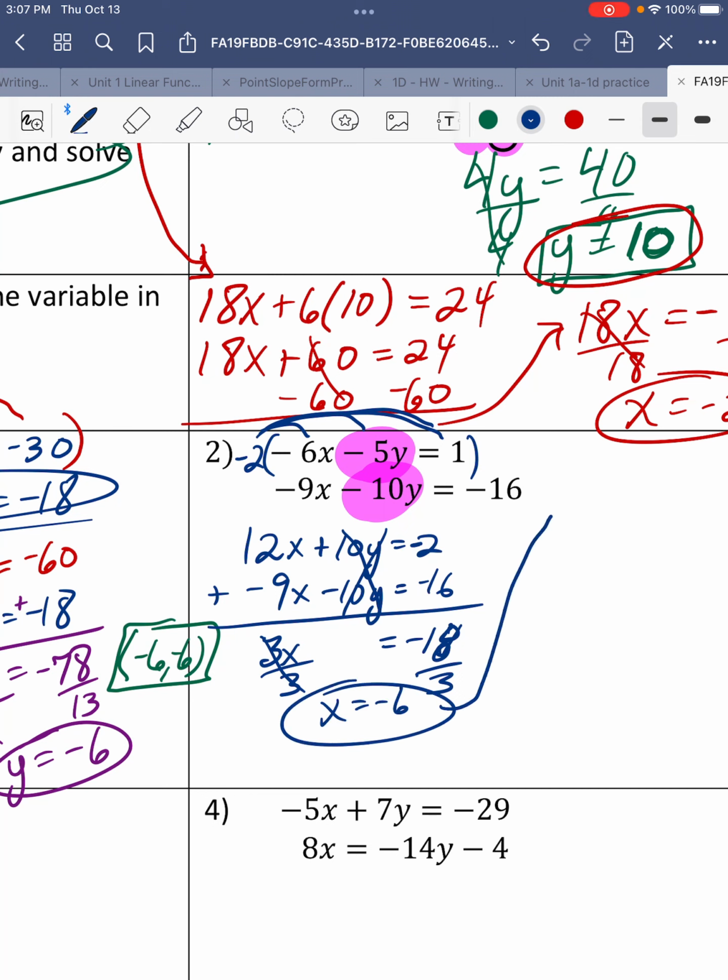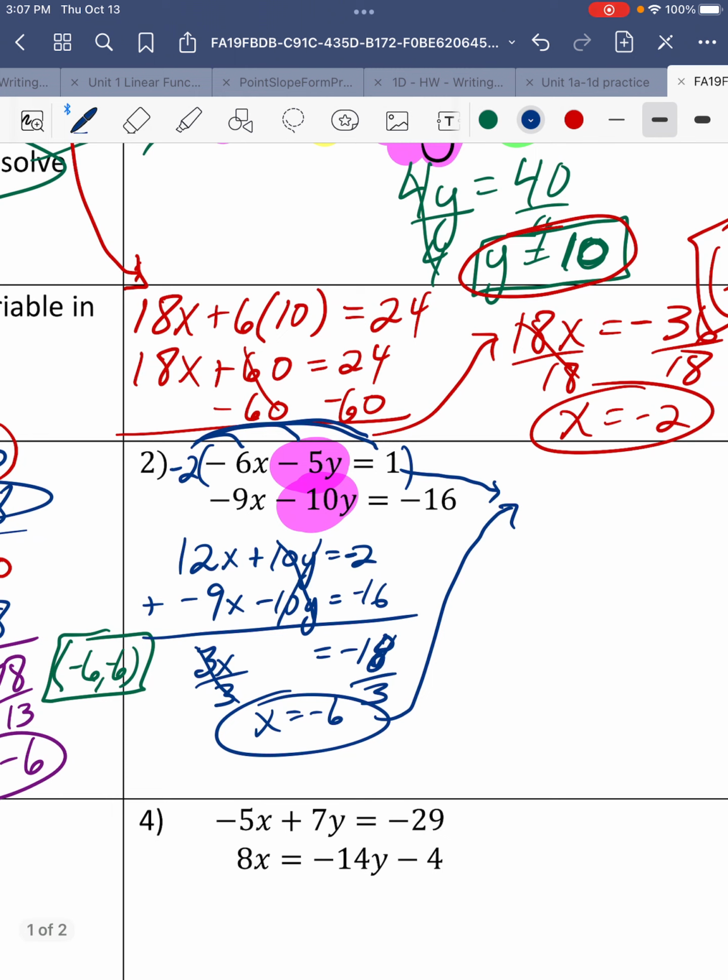Take that x equals negative 6, and I need to substitute it into one of the problems. I'll just work on the top problem here before I multiply by negative 2. So it's negative 6 times negative 6 minus 5y equals 1. So that's 36 minus 5y equals 1.